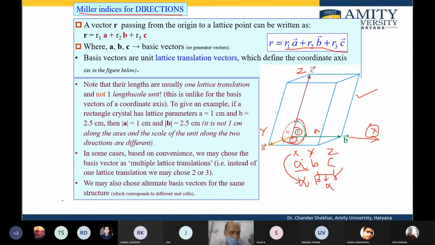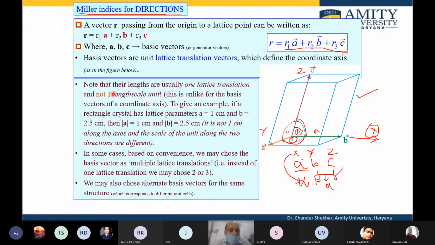So this is the notation, and this is the lattice translation vector for any crystal structure, R equal to R1A, R2B and R3C. A, B, C are the basis vectors. We have studied this, and the basis vectors are unit lattice translation vectors. So when the position of the atom is switched by one atom at a time, the distance between the two, the vector representing that direction, represents the lattice translation vector along all x, y, and z directions.